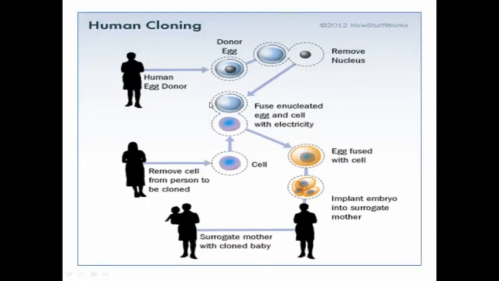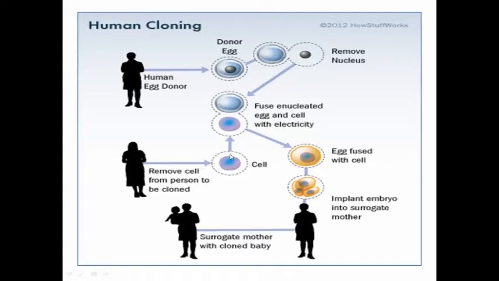In this picture we can understand human cloning. This is the human egg donor. The egg donor donates the eggs, but in the donated egg the nucleus is removed, so it is called an enucleated egg. This is the first person, this is the second person. From the other person the cells are removed.